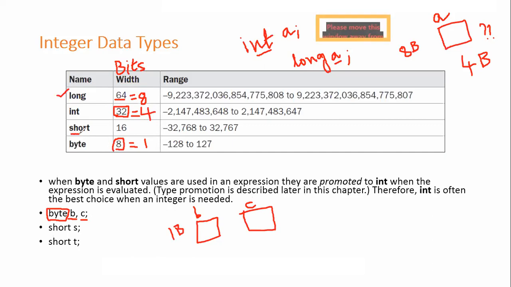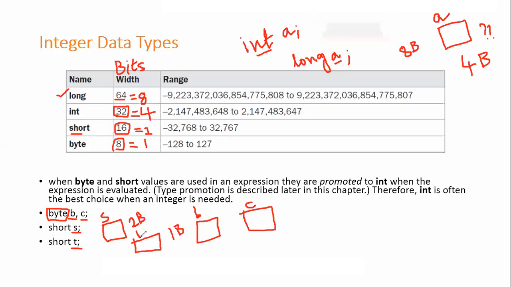And similarly for short, as you notice, short is going to occupy 16 bits. 16 bits is nothing but 2 bytes. As you see, here I have declared two variables s and t. So how much memory is allocated for s? The memory allocated for variable s is 2 bytes. Not only variable s, for variable t also, the same 2 bytes of memory is allocated.